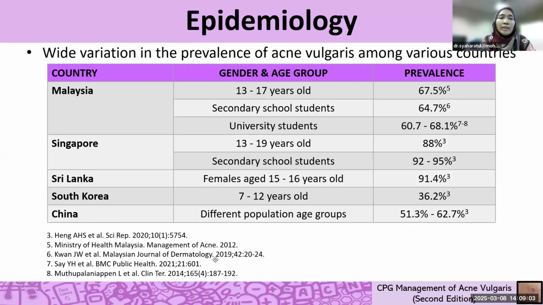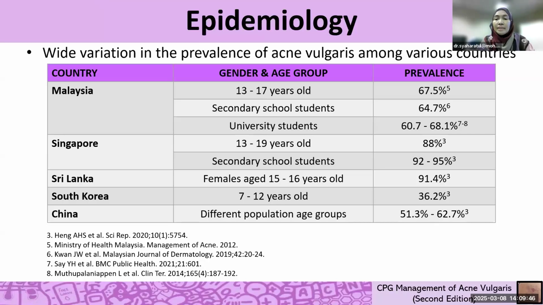Okay, there is a wide variation in the prevalence of acne vulgaris among various countries. For example, in Malaysia, our prevalence is about 60.7 to 68.1% in a group of 13 to 17 years old secondary school students and also university students. The prevalence in Singapore is higher, which is 88 up to even 95% among 13 to 19 years old secondary school students. Similarly, in Sri Lanka, the prevalence is about 91% among females aged 15 to 16 years old.